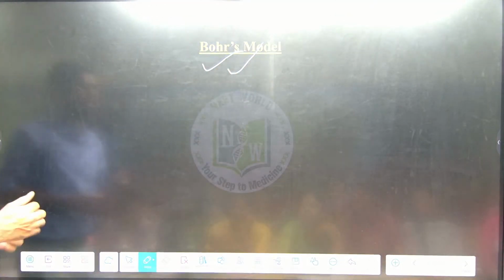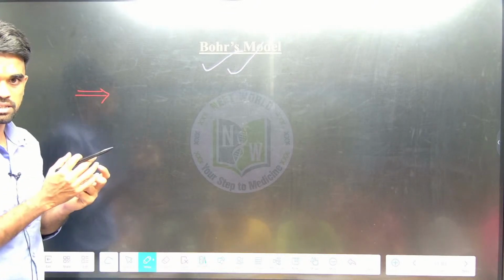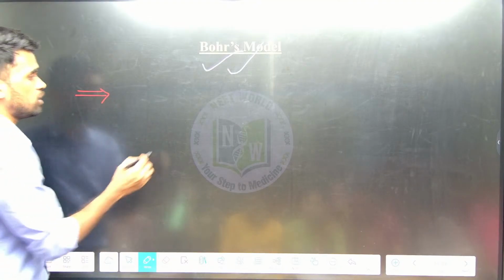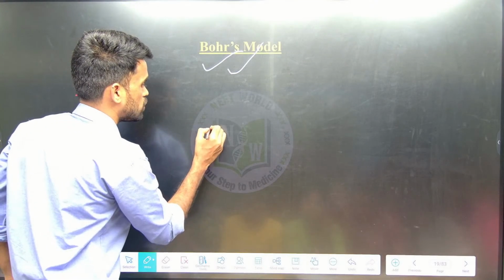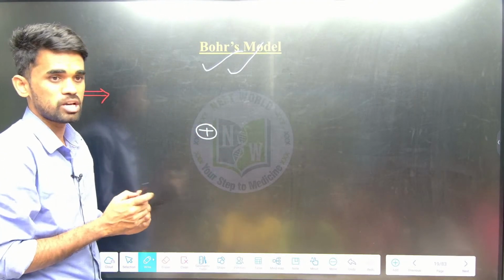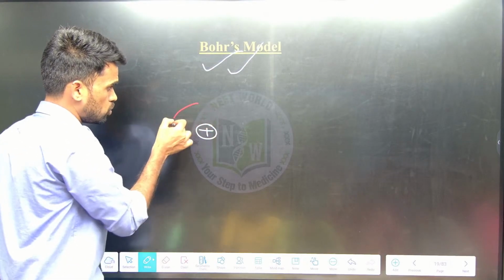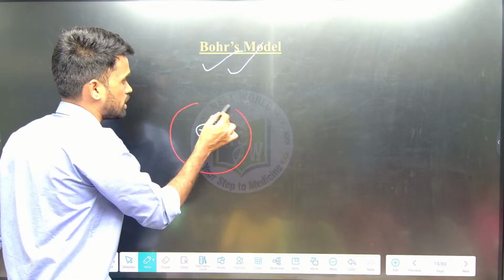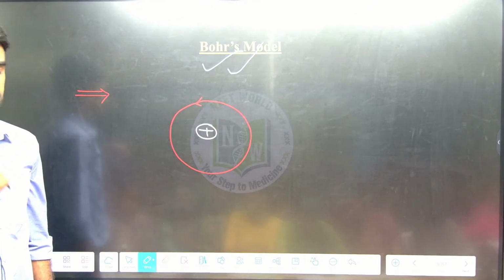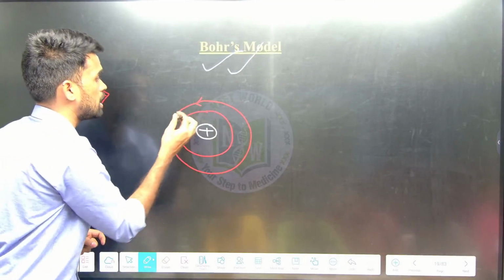When he proposed his atomic model, he gave some postulates. What are those points? The atom is considered to be spherical in shape, in which the electrons are revolving around the nucleus in circular paths. Those circular paths are called orbits.